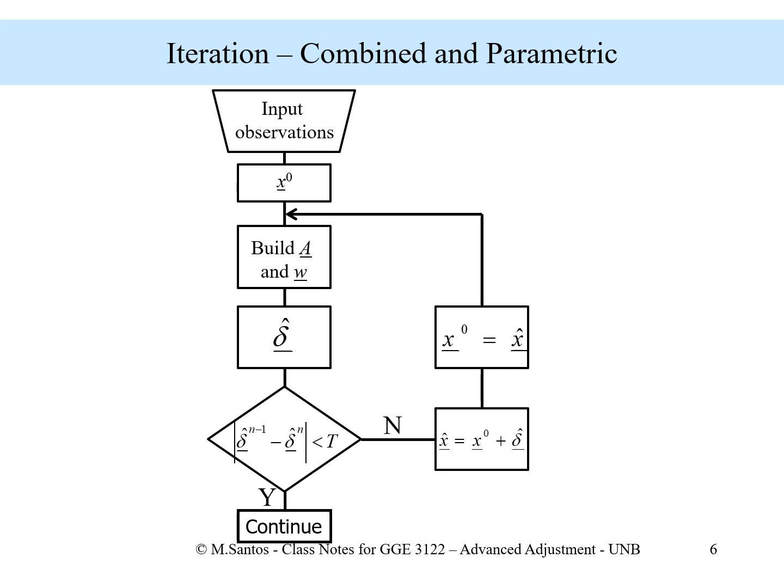In the first iteration, we will simply add the least squares solution vector delta hat to the vector x naught, obtaining the least squares solution vector x hat, which will then play the role of a new approximate parameter vector x naught, being used for a new evaluation of matrices A and vector W. For every new iteration, the whole process will be repeated until the difference between consecutive values of delta hat is less than a predefined threshold value.